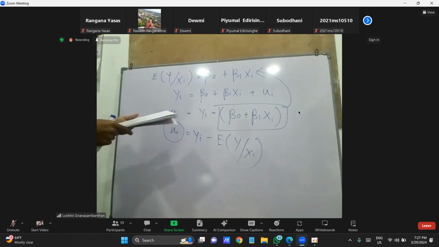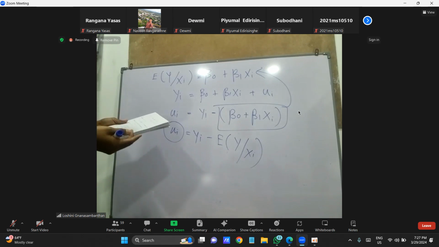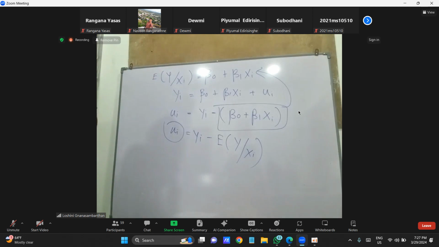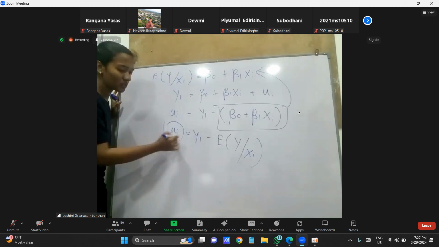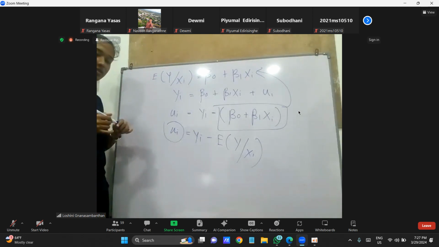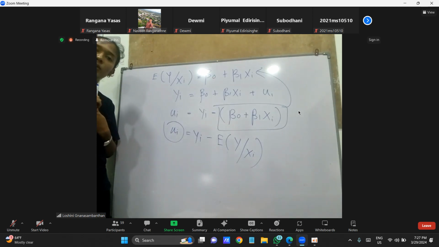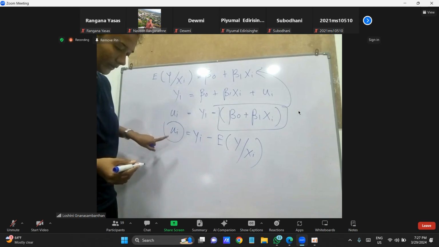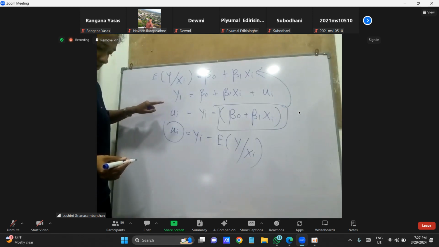Okay, now we are going to see what would be the expectation of ui. For that, we are going to use these two equations.